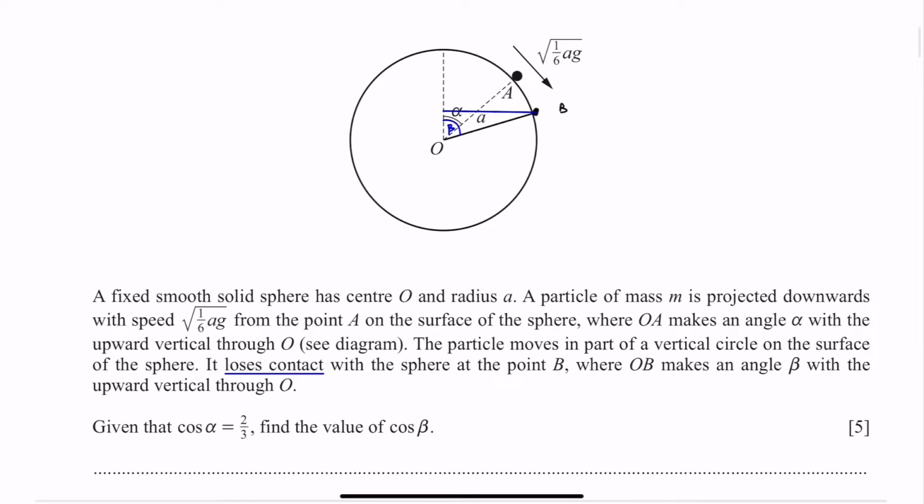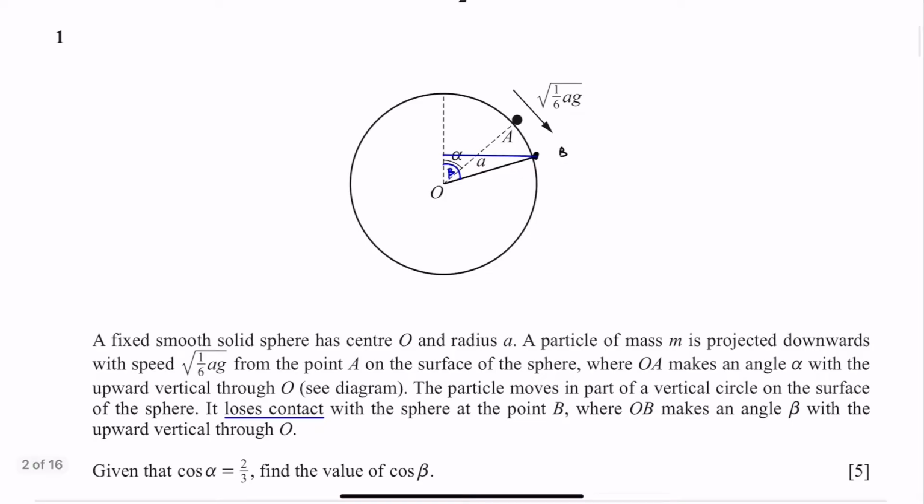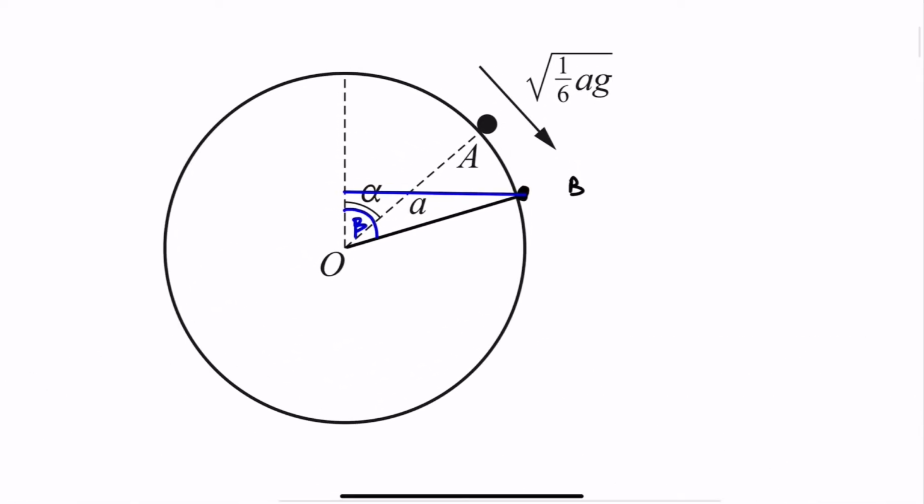Okay, so given that cos alpha is 2/3, find the value of cos beta. So we know that for vertical circular motion, we first need to draw out the forces on the mass itself. So we have this is mg, and we need to resolve it in the direction towards the center and tangent to the circle.